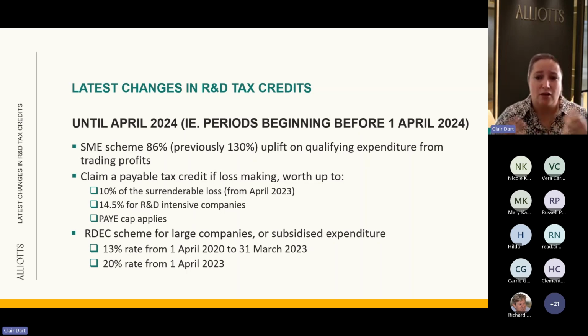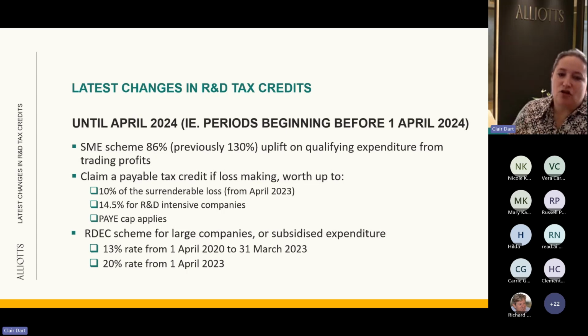So if a company spends £100,000 on R&D activities, instead of getting tax relief on £100,000, the company benefits from tax relief on £186,000, which can either create or increase a loss that can be surrendered for a cash repayment, or it would reduce your profit chargeable for tax. So it would apply as a tax reducer. The 86% was previously 130%, and the reduction was an earlier stage of tackling the abuse.